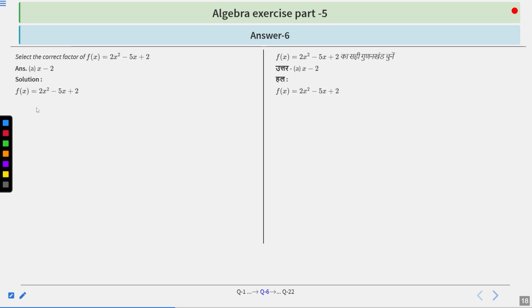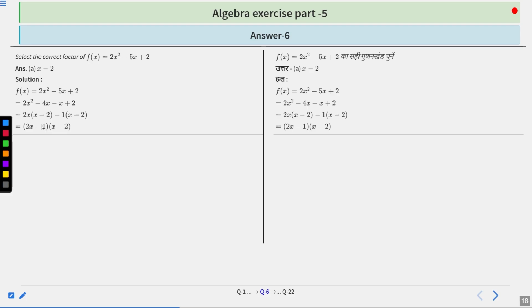So the given equation was 2x square minus 5x plus 2. So 2x square minus 4x minus x plus 2. This minus 5x can be broken down as minus 4x minus x. Taking 2x common from the first two terms, we get 2x into x minus 2, and taking minus 1 common from the last two terms, we get minus 1 into x minus 2. So the factors are x minus 2 into 2x minus 1. Therefore, option number A, x minus 2, was the correct answer.